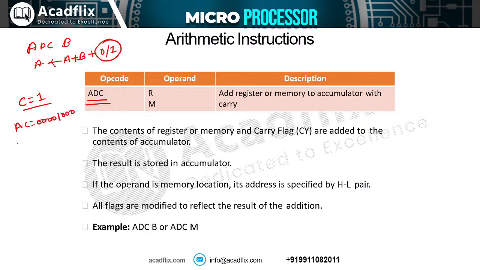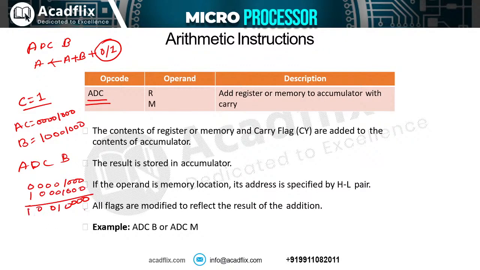0 0 0 0 1 0 0 0. In the register B you have, let us say, 1 0 0 0 1 0 0 0. Then if you say ADC B, first you will add the value of the accumulator with the register B, like this, 1 0 0 0 1 0 0 0. So this will become 0 0 0 0 1 0 0 1. Then you will add the carry flag also. This will become 1 0 0 1 0 0 0 1. So finally this result will be stored in the accumulator. ADC means add register or memory location to accumulator with carry.